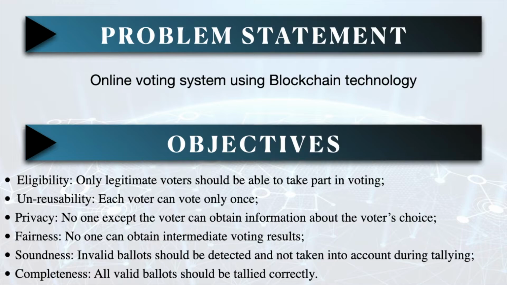As I've told you, we are making the project on an online voting system using blockchain technology, and it has a lot of objectives: eligibility, meaning who can vote; unreusability, so a voter can only vote once; privacy, voters' information shouldn't be leaked; fairness, the voting system should be very fair; soundness, invalid ballots should be detected and not taken into account during tallying; and completeness, all valid ballots should be tallied correctly.